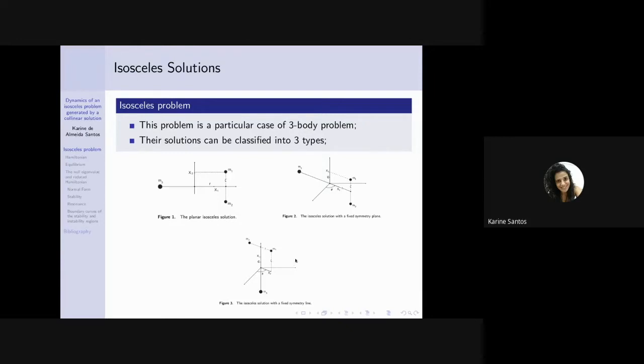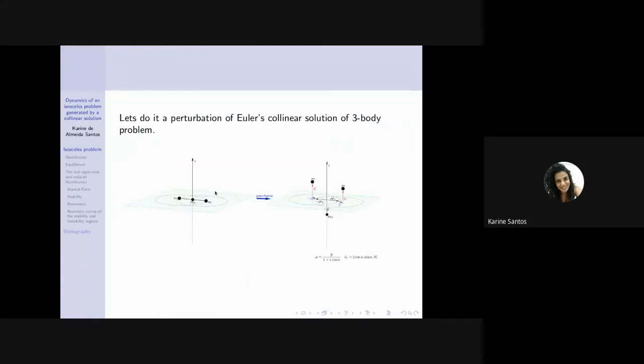And in the third type of solution, the masses are symmetrical in relation to this axis. And here, we don't have collisions, so the angular momentum is not zero. We work in this case, okay? We started with a collinear solution and we perturbed the extremal masses, and we denote this perturbation by overline V and overline double V.